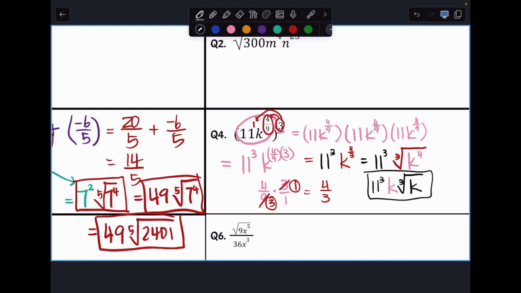Yeah. On question 5, I don't understand why you multiply 8x by x to the power of 5. Okay, I'll go over number 5 in a second. Is everybody okay with question 4? No other questions on 4? Yes. The fraction.